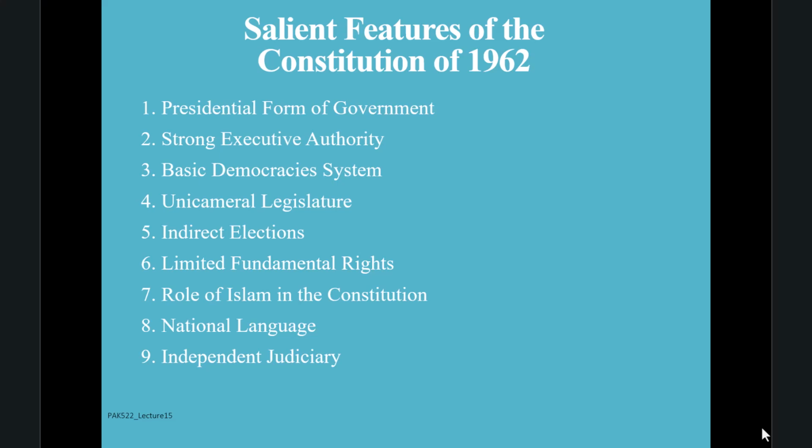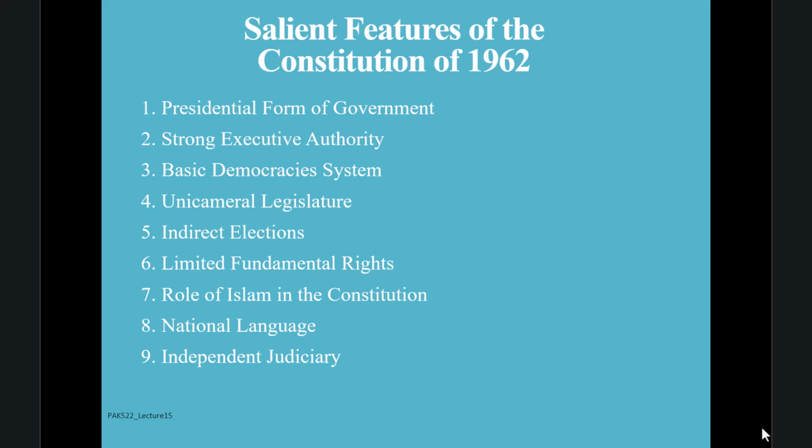Point number 2, strong executive authority. The Constitution gave the president wide powers in the administration of the country. He could issue ordinances, control the executive machinery, and influence legislative processes. The president also had the power to appoint the cabinet, which was responsible to him rather than to the legislature.